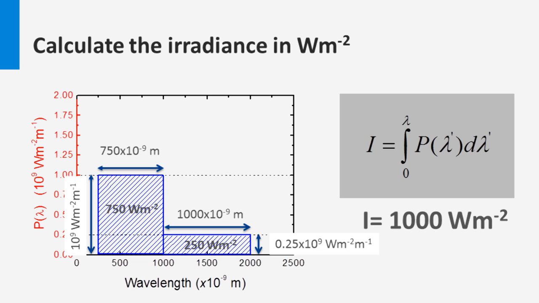Let's make a calculation. The area under the first rectangle is the product of the height and the width and gives us 750 watts per square meter. The second rectangle has an area of 250 watts per square meter. This gives a total area or irradiance of 1000 watts per square meter. This is exactly the same irradiance as for the AM 1.5 over the entire spectral range.